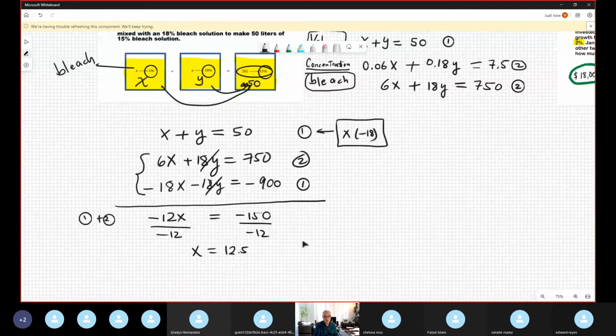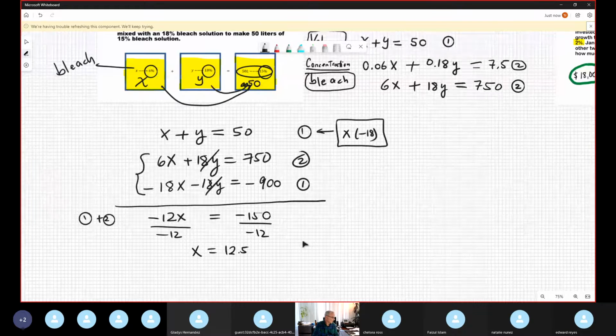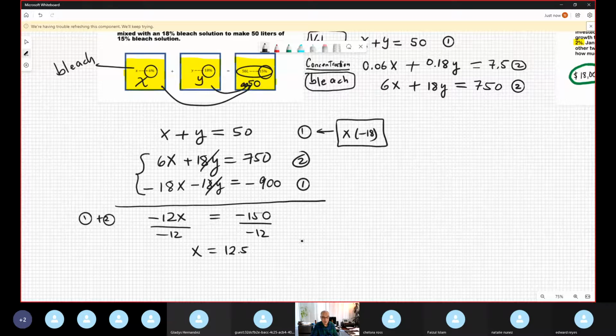What is the unit for this quantity? Because it's a word problem, no? That's a word problem when you compute something. A liter, of course, it's a liter, because we are talking about volume.